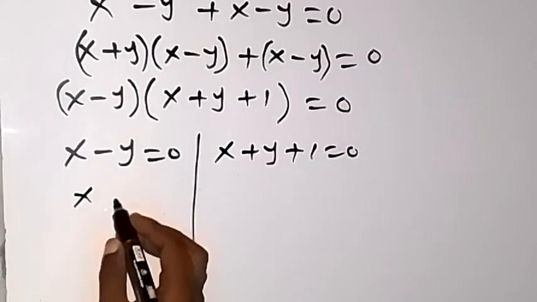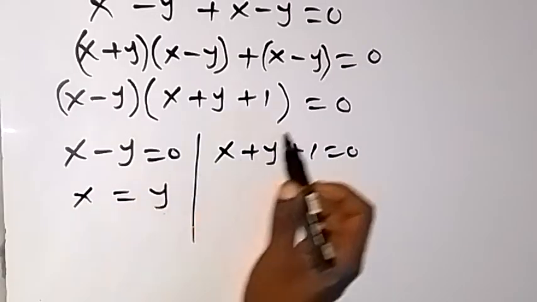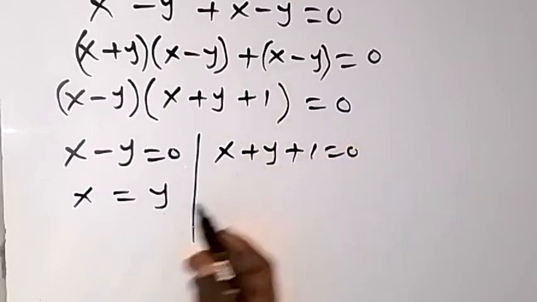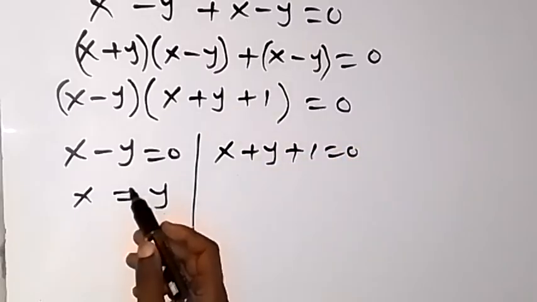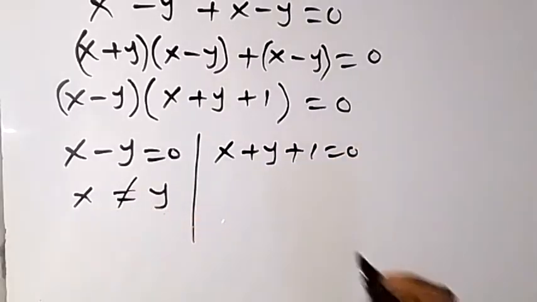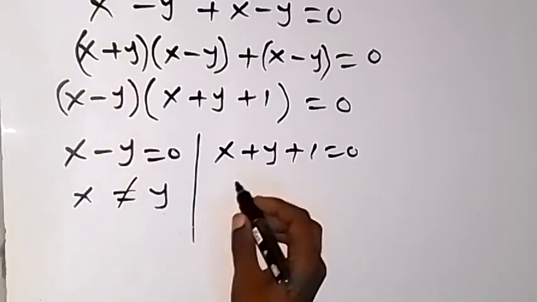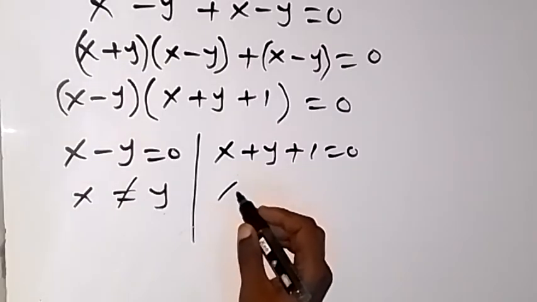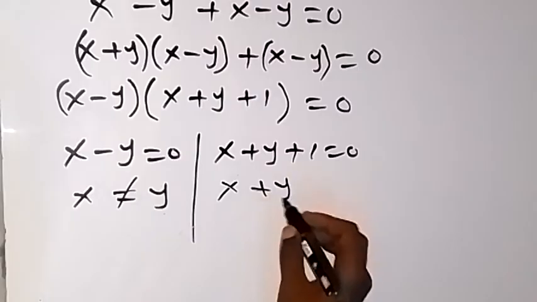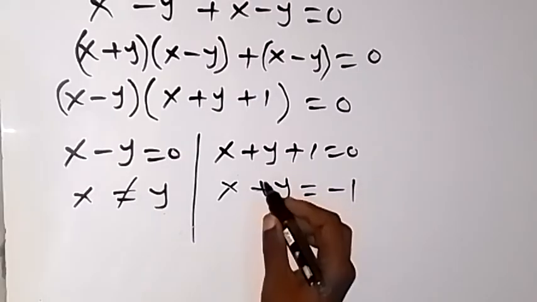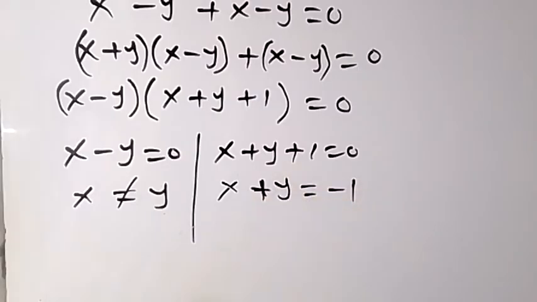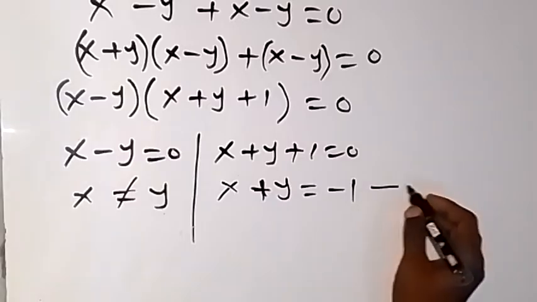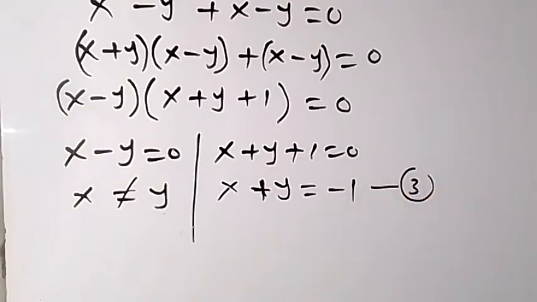Here we have x equals y, and we established that x will not be equal to y. So from the other side here, we have x plus y will be equal to minus 1. So x plus y equals minus 1. Let's label this as equation 3.